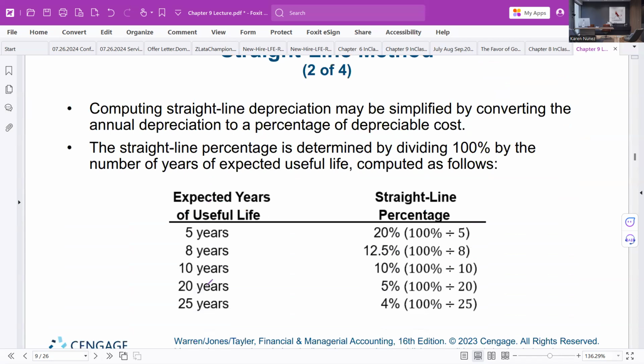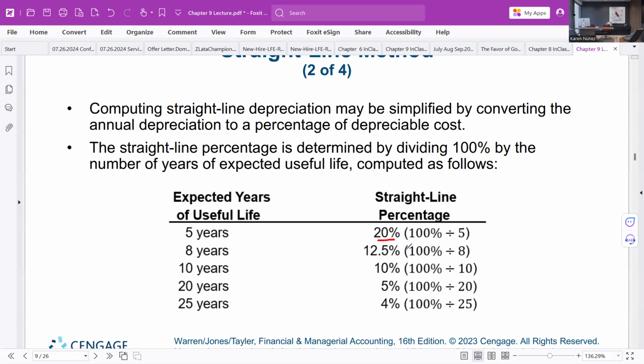Now, we can also easily determine the straight line rate for other expected useful lives. We just looked at, if it's a 5-year life, that's 20% a year. If it's an 8-year life, 100% divided by 8 is 12.5%. If it's a 10-year life, then it's 10% a year. If it's a 20-year life, it's 5% a year. If it's a 25-year life, it's 4%.